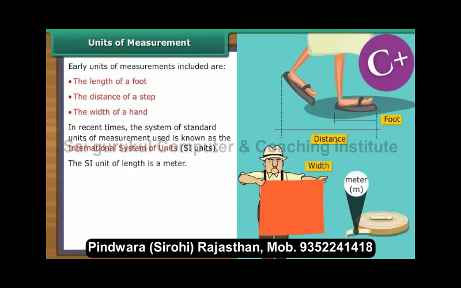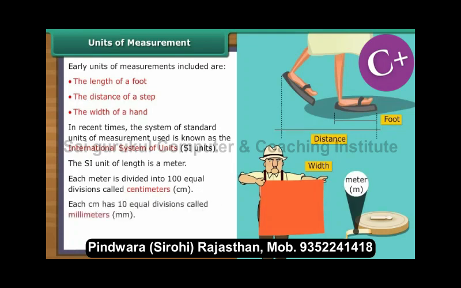The SI unit of length is a meter. Each meter is divided into 100 equal divisions. These are called centimeters, or cm. Each centimeter has 10 equal divisions. These divisions are called millimeters, or mm. To measure distances, we use a term called kilometers, or km.